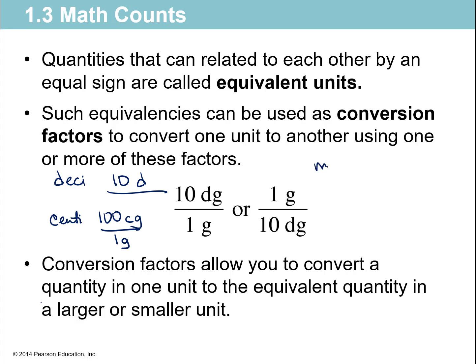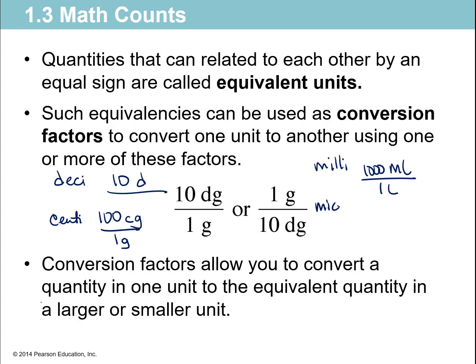When I'm talking about milli, what am I going to put in front of the M? 1,000. 1,000 M, milli, gets 1,000, base unit gets the 1. So it's 1,000 milliliters in 1 liter, 1,000 milligrams in 1 gram, 1,000 millimeters in 1 meter.